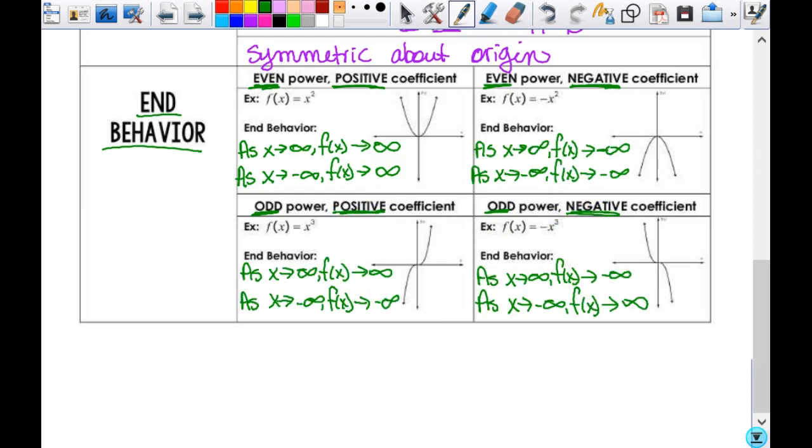Okay, so for the even power negative coefficient, as x approaches infinity, f of x approaches negative infinity, and the same thing for when x approaches negative infinity. We agree with that? Okay, and then for the odd power positive coefficient, as x approaches infinity, f of x approaches infinity, yes? And as it approaches negative infinity, f of x approaches negative infinity, right? And then over here, negative infinity and infinity. We agree with all that? We good? Awesome, good deal. All right, let's flip this over.